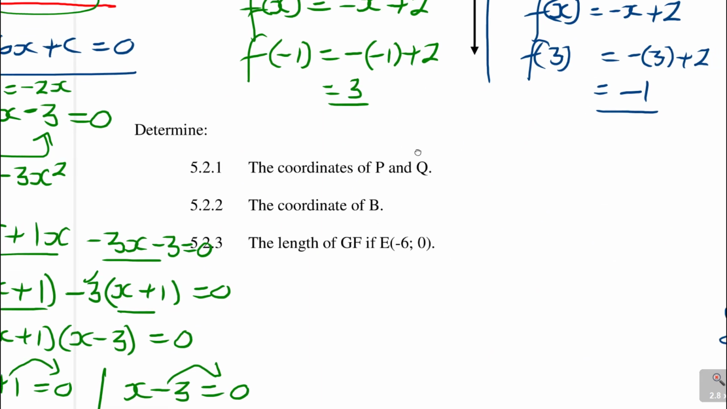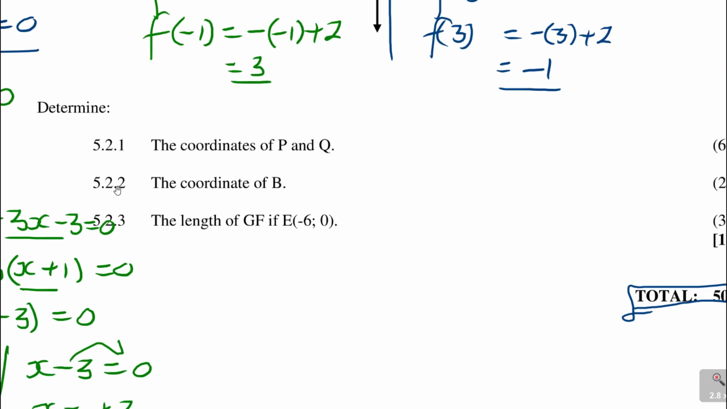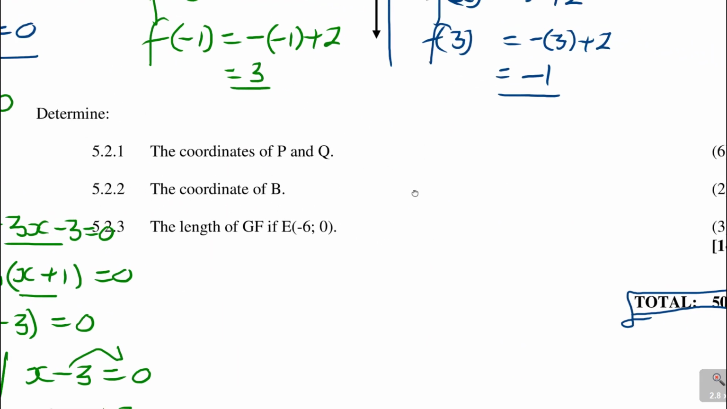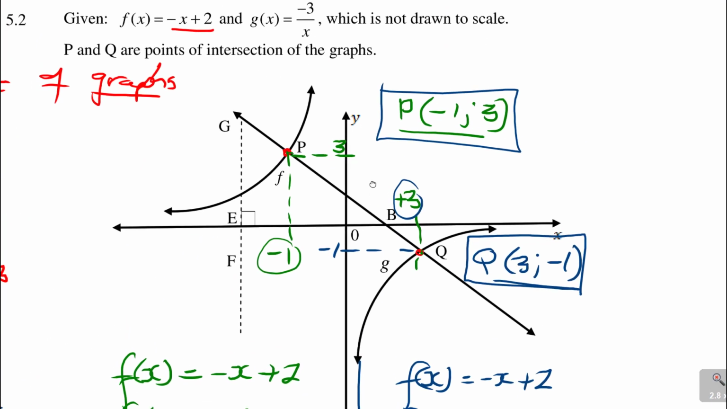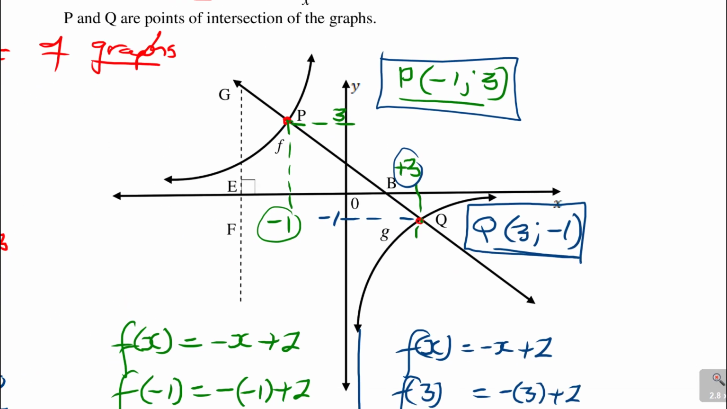And then B, 5.2.2, the coordinates of B. Now, what is it about B? Alright, let me just erase a bit there, because we've done this. We know, remember, that is a 3. That's a 3 there. Now, they want the coordinates of B. Something is interesting about B. How many marks is this? This is 2 marks, so it's not much.